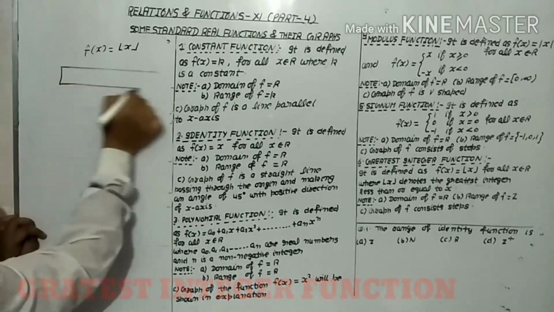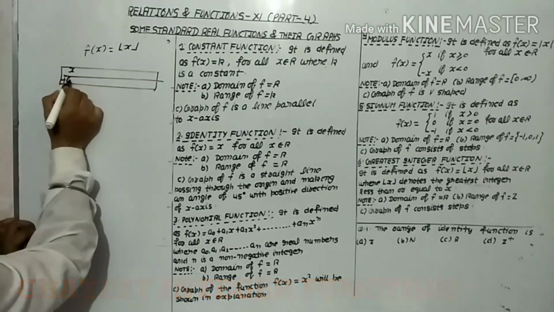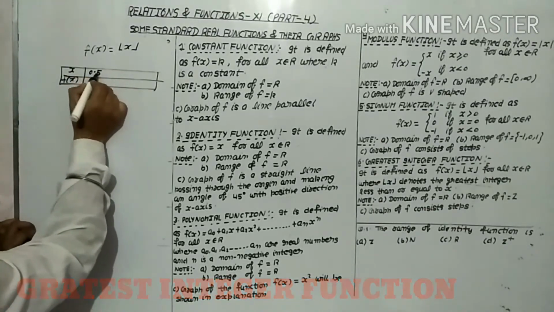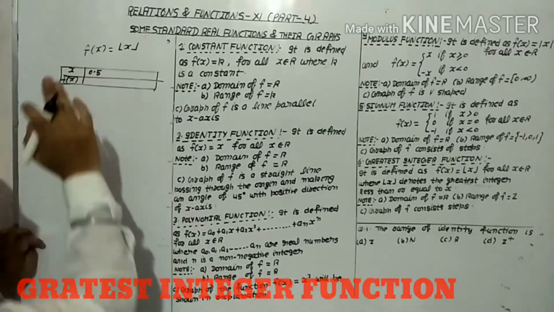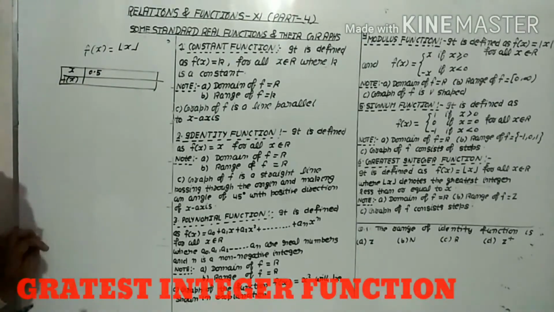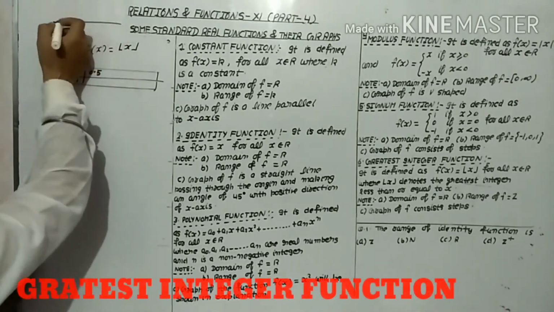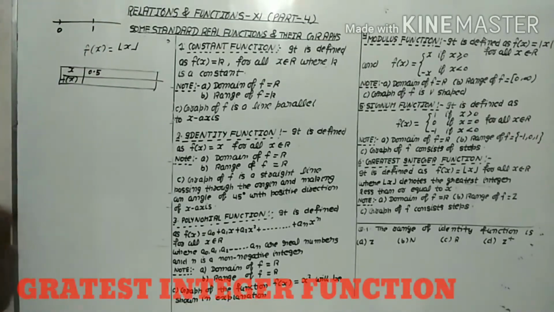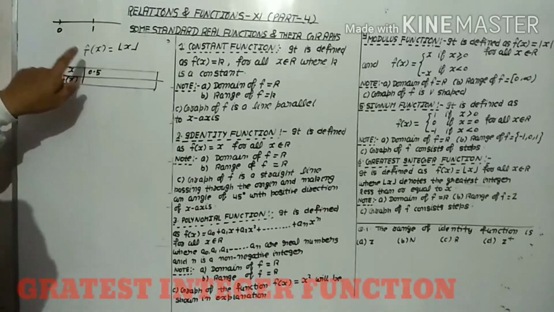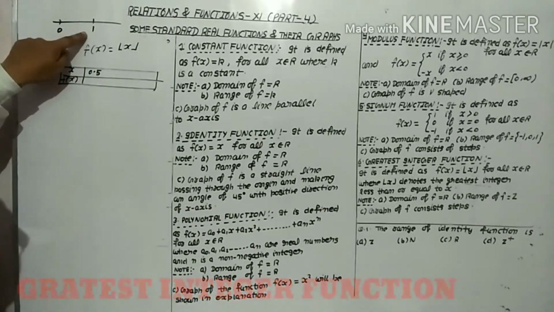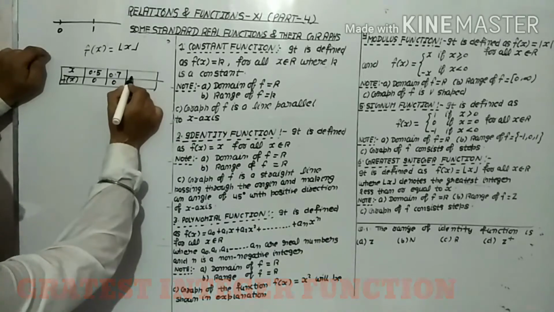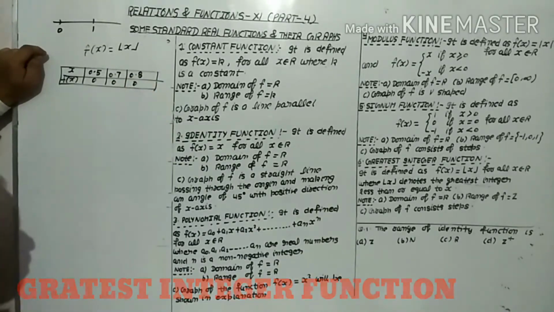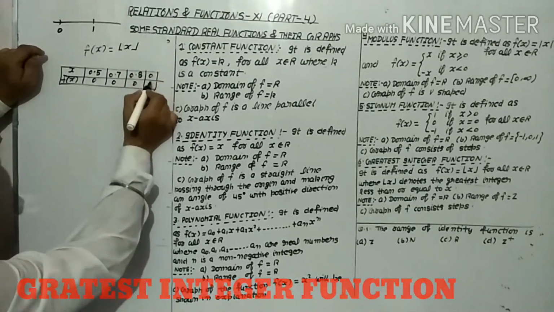Let's say I have x and f(x). If I have x equal to 0.5, what is the greatest integer less than or equal to 0.5? 0.5 lies between the integers 0 and 1, and according to the definition, the greatest integer less than or equal to x is 0 only. At 0.7 also it will be 0 only, and if we take 0.8, again it will be 0 only. So at 0 also this is 0 only.